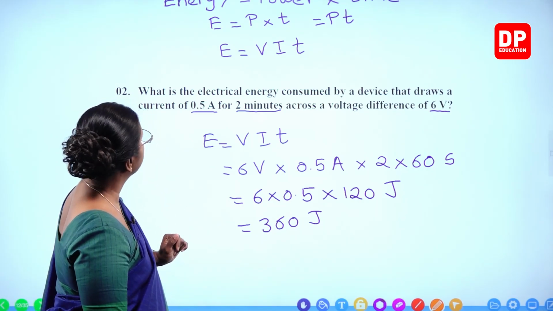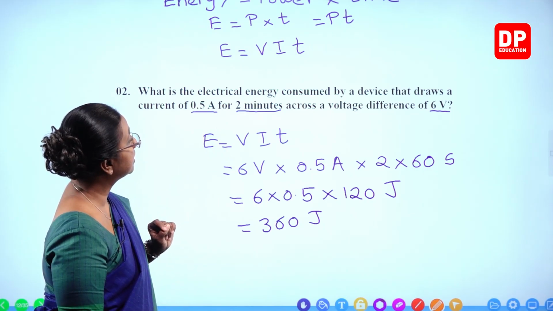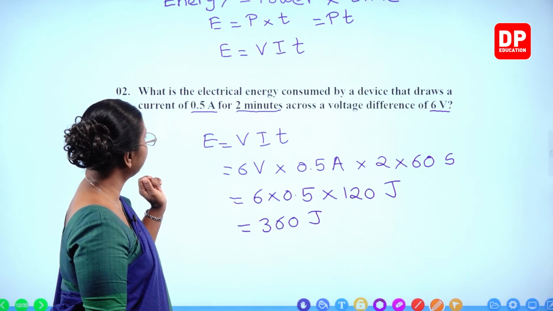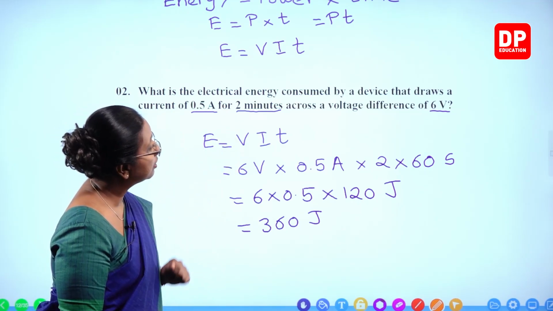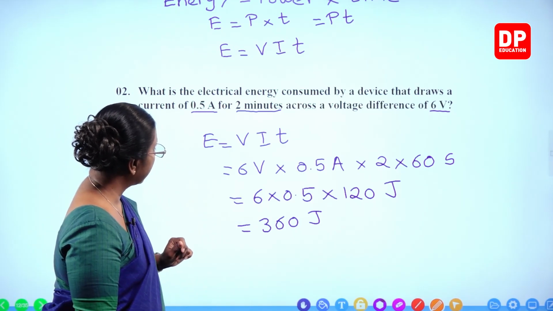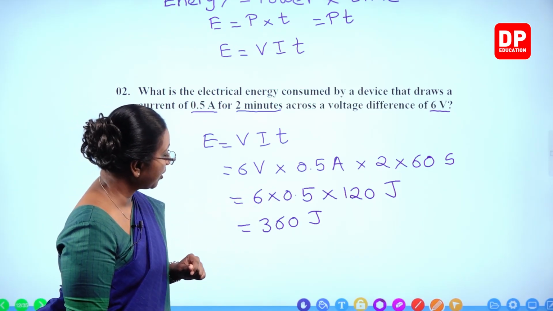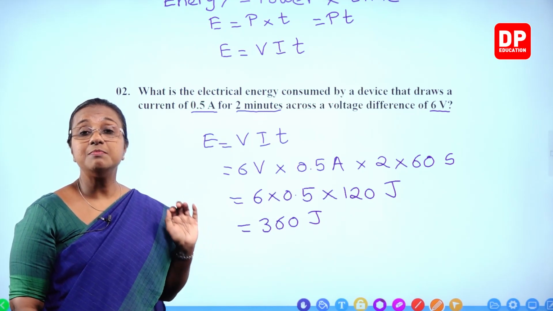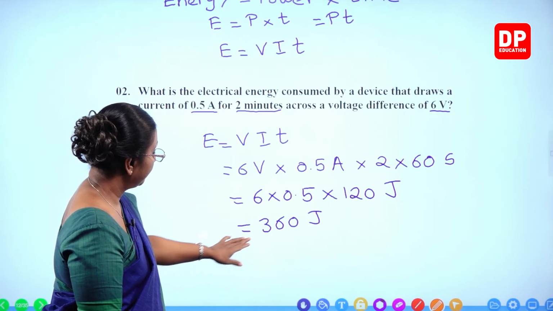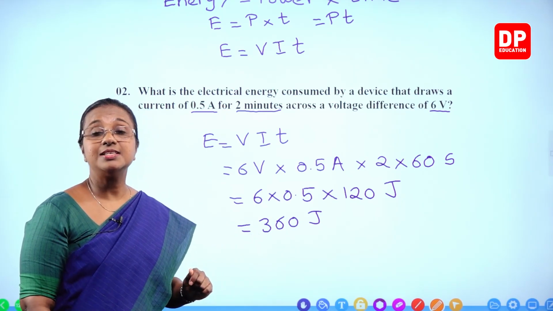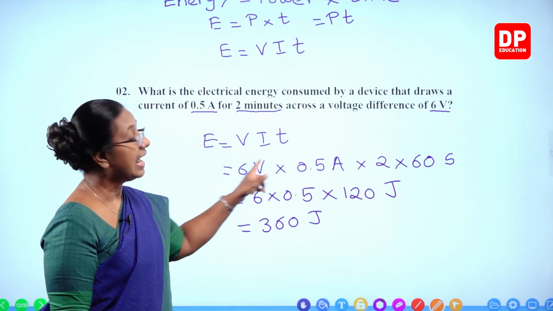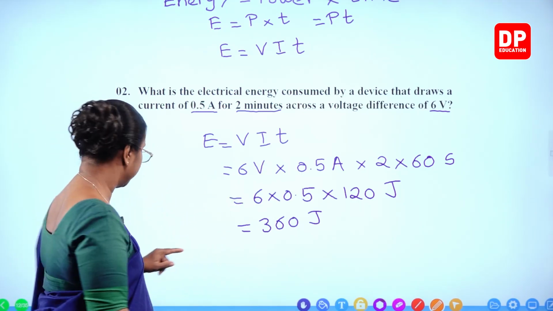That is the electrical energy consumed by a device that draws a current of 0.5 amperes for 2 minutes across a voltage difference of 6 volts. So E equals VIT, 6 volts into 0.5 amperes, and the time has to be in seconds, 2 into 60 seconds. So when you calculate, you get the answer as 360 joules. So with that, I'll move on to the next question.